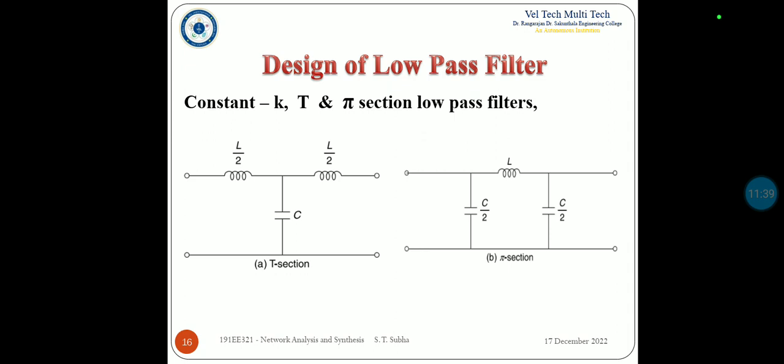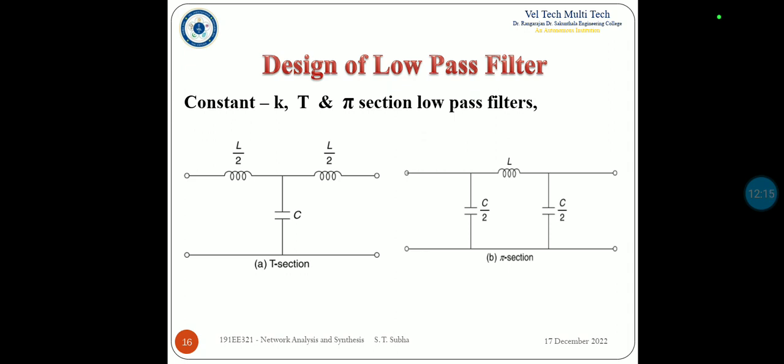Figure shows the T and pi section of low pass filter. Here in low pass filter, we will be having inductance in series while capacitance in parallel. In T section, the values of inductor will be L by 2, and the value of C will be as such C. In pi section low pass filter, inductor value will be L and capacitor value will be C by 2, as shown in the figure.